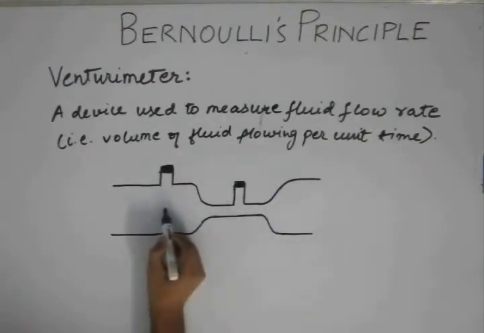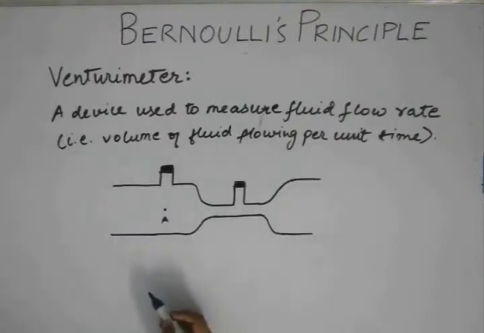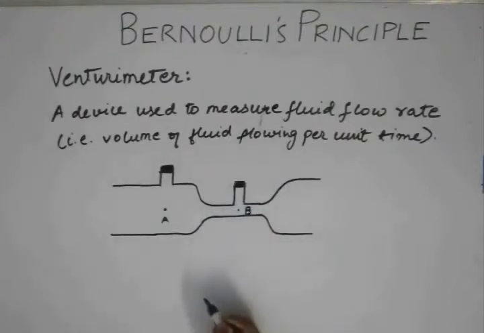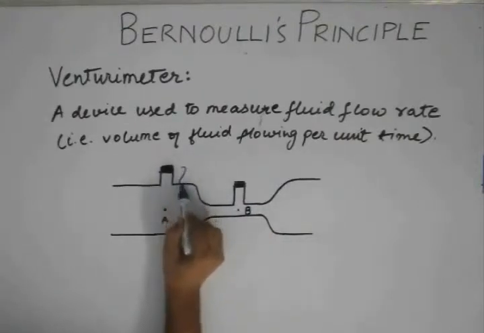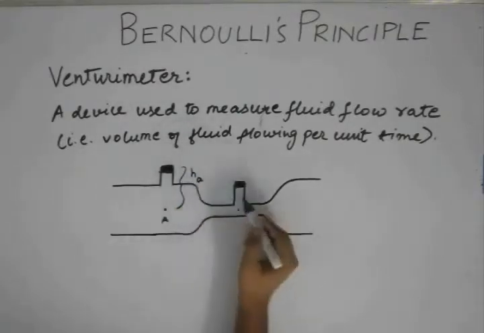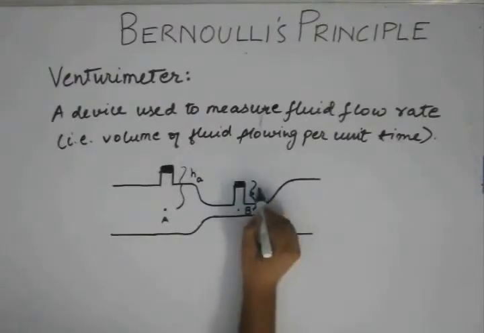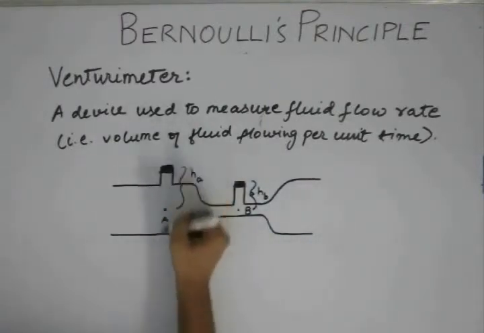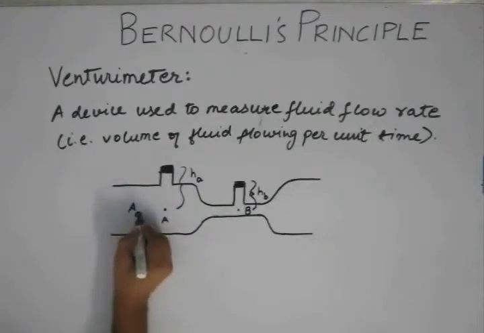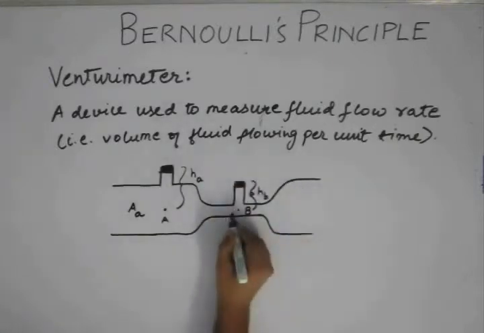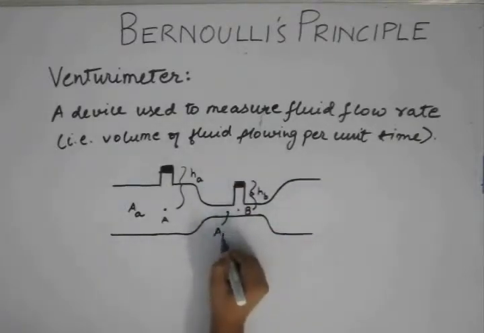Let's say we consider a point here. Let's call this point A. Considering a point here, let's call this point B. Say this height of fluid is small h, subscript A. This height is say hB. The area of cross section here is say AA. The area of cross section in the thin region is say AB.